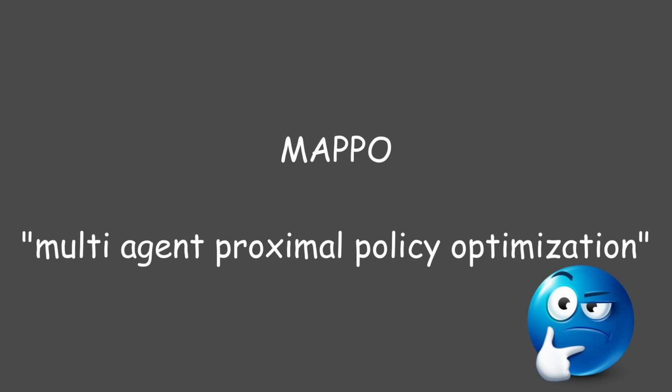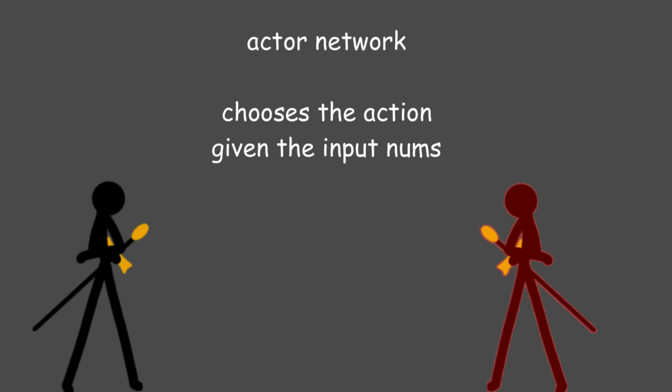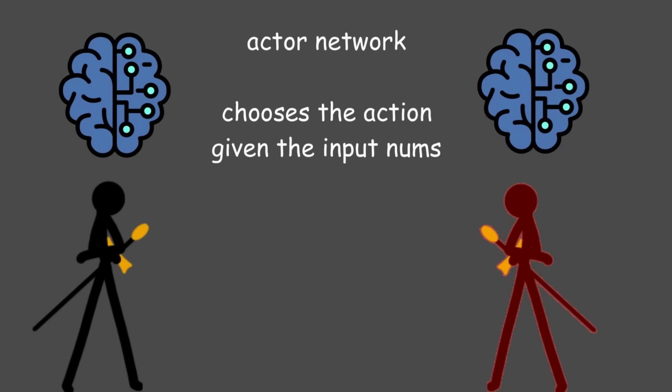The type of AI I went for is called a MAPPO, multi-agent proximal policy optimization. There are two main parts of this AI that makes it work. First, the actor network. This is what chooses the action based on the inputs. Each agent has its own actor, so they can develop different fighting styles. So the actor network is basically each of the two brains.